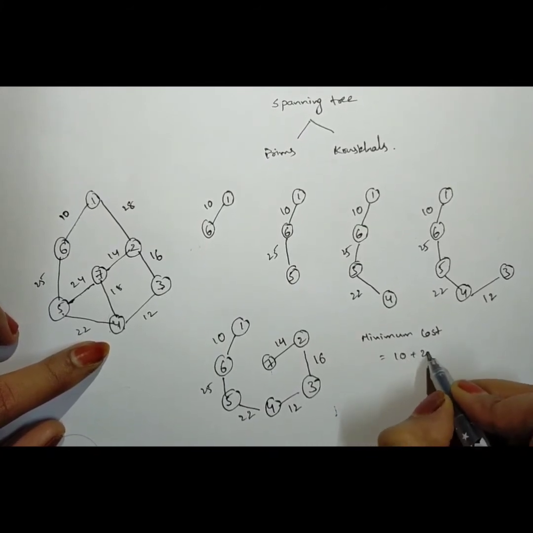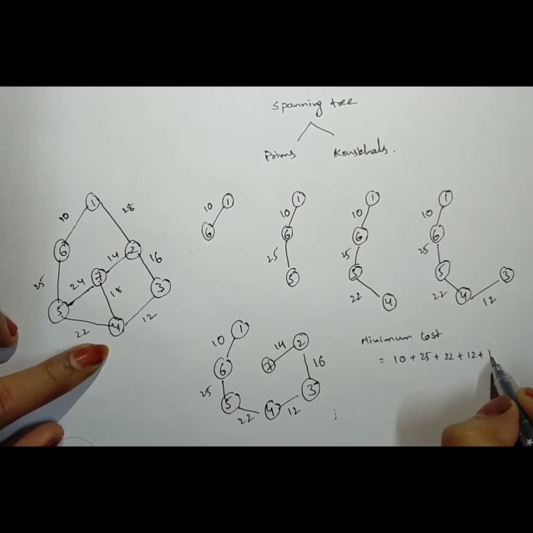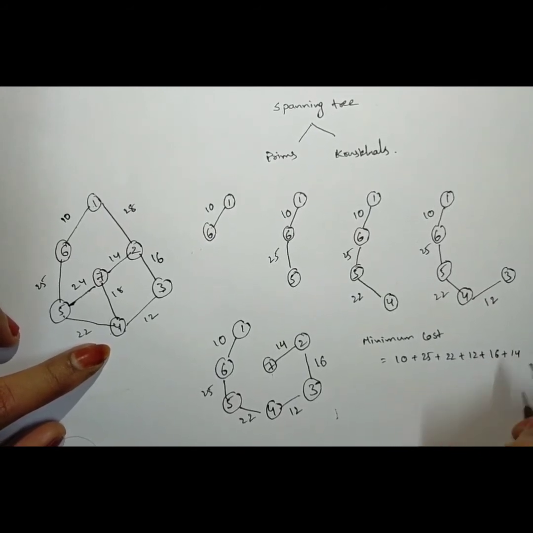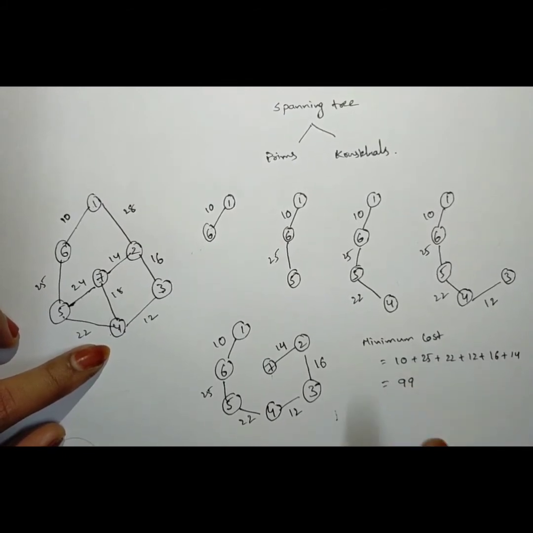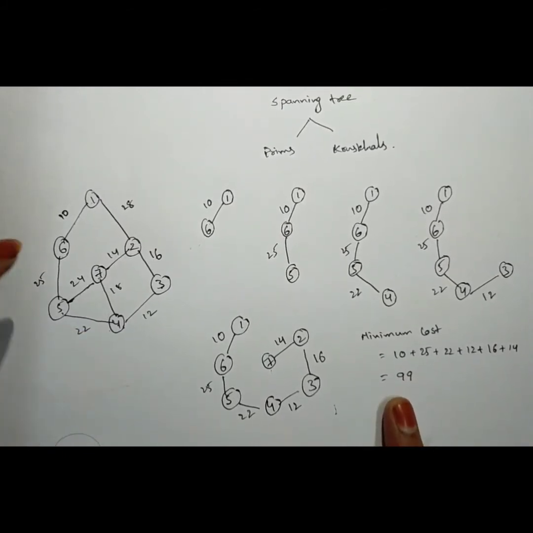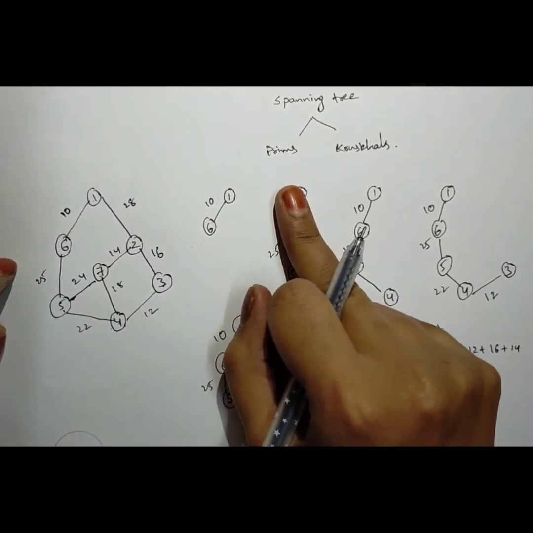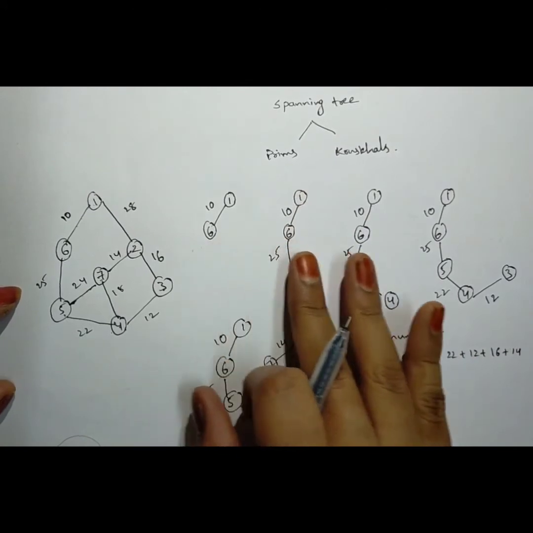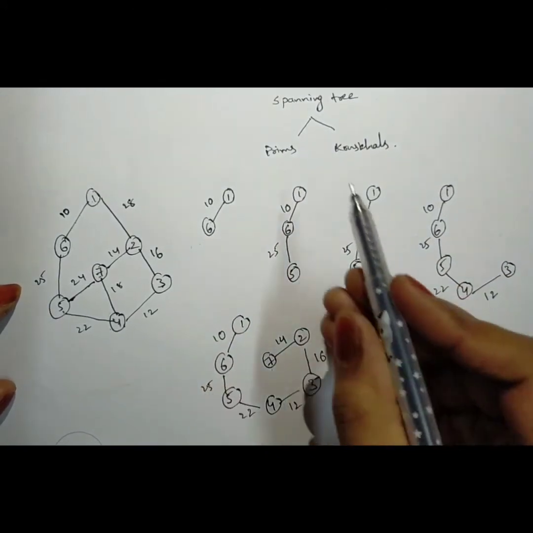10 plus 25 plus 22 plus 12 plus 16 plus 14 is equal to 99. This is the minimum cost of this graph by using Prim's algorithm. Okay, these are some of the steps for solving Prim's algorithm.